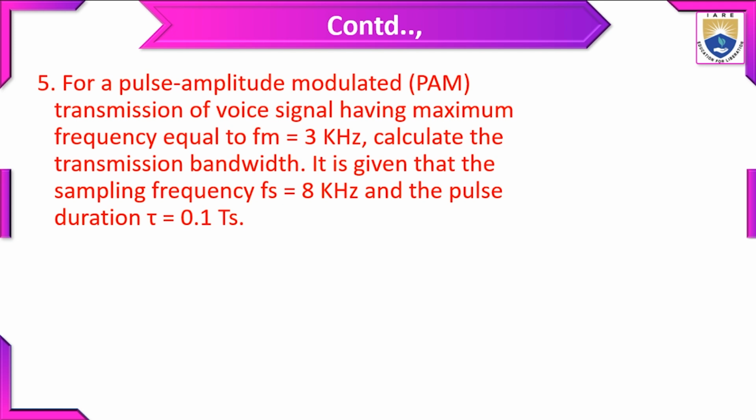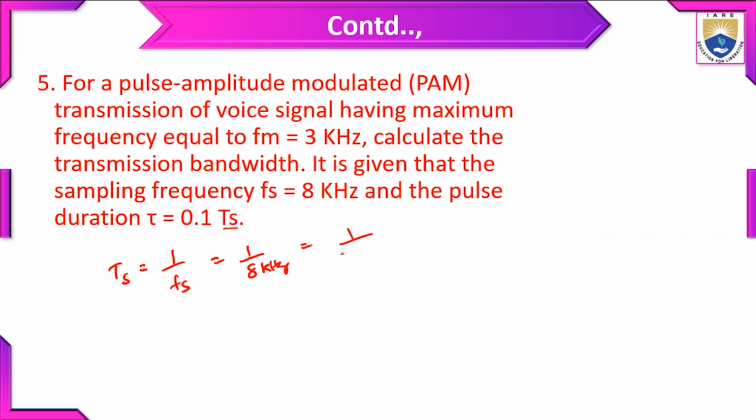Okay, they gave fm, they gave fs. So what do they ask? Calculate the transmission bandwidth. So first we have to find Ts. Here they gave 0.1 Ts. So first, what is Ts? It is the sampling time. How do you find the sampling time? Just take the reciprocal of the sampling frequency, so 1 by fs. What is my fs? 1 by 8 kilo.